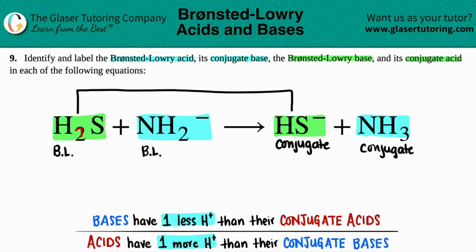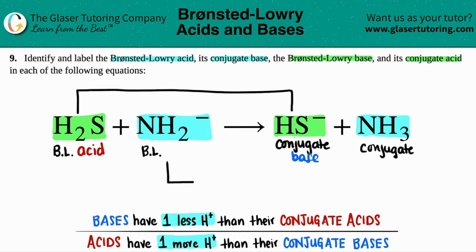H2S has two hydrogens. HS minus, there's only one. Acids will always have one more. So since H2S has one more hydrogen than HS minus, H2S has got to be the acid. And then likewise, this has to be the conjugate base. Now you just do the same thing for the other pair.